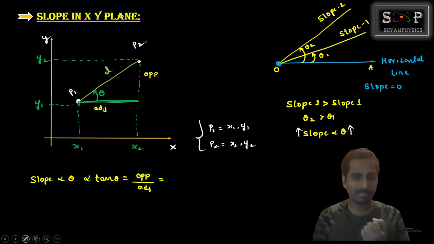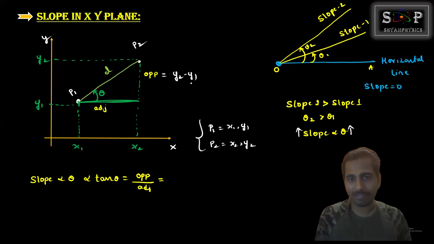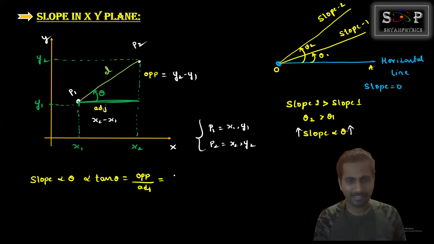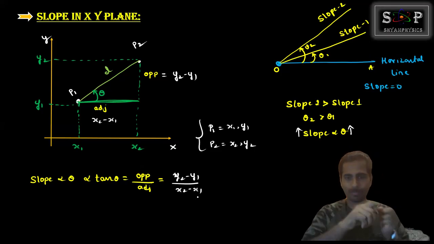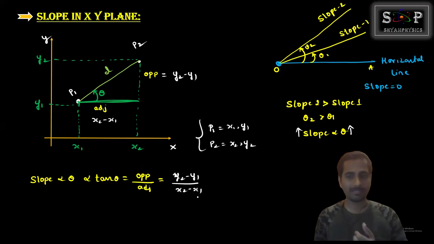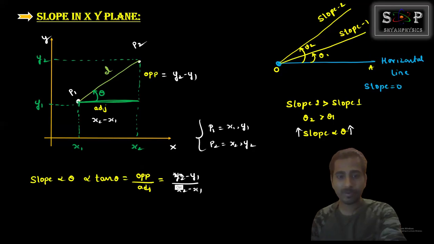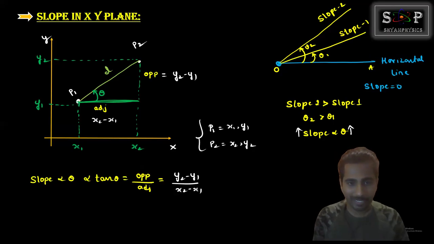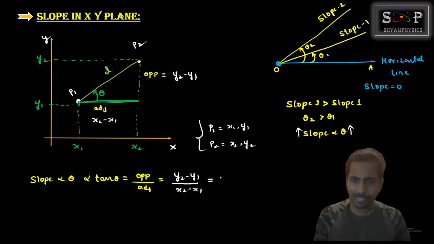What is the opposite side, by the way? Opposite side is y2 minus y1. Adjacent side is x2 minus x1. So shall I write it here? Y2 minus y1 divided by x2 minus x1. That's all. Slope is nothing but tan theta. Why? We are taking opposite by adjacent. Opposite is y2 minus y1. Adjacent is x2 minus x1.